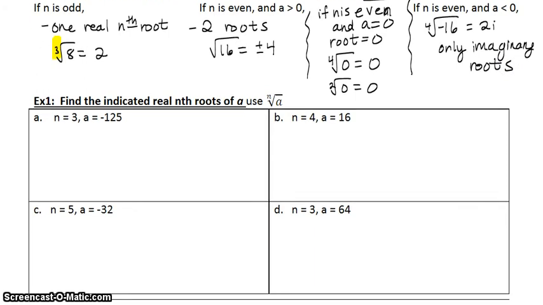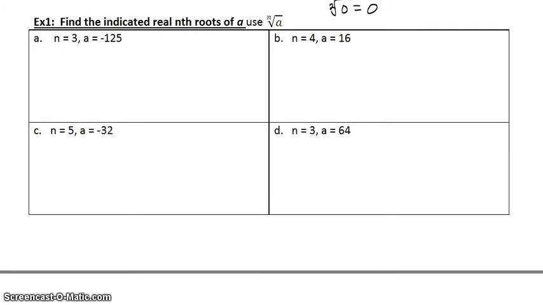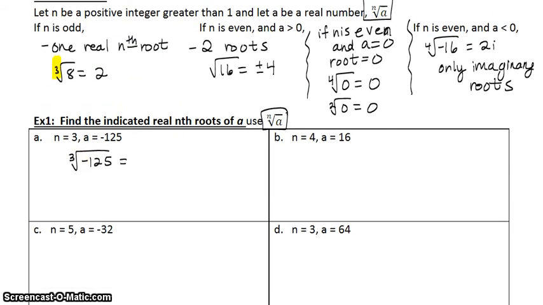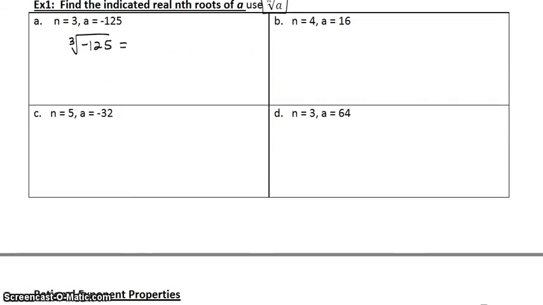All right, here's the first thing we're going to do with this. We're going to find the roots of a. They're going to give us some information here. We're using the nth root of a. Example A: n is 3, a is negative 125. Here's what I'm finding. You can use your calculator. Because n is odd, I go back to my notes. n is odd, that means there's one real root. And the root is negative 5. That's it.